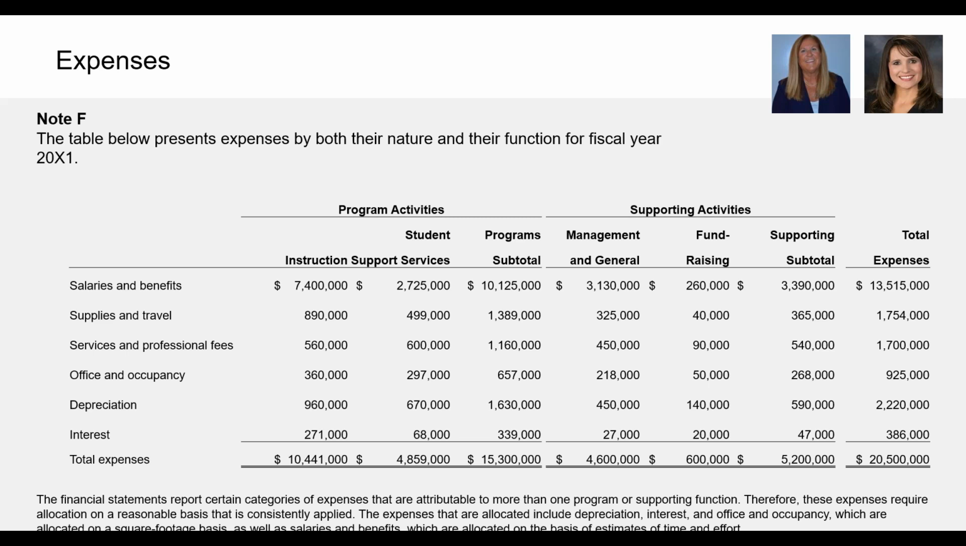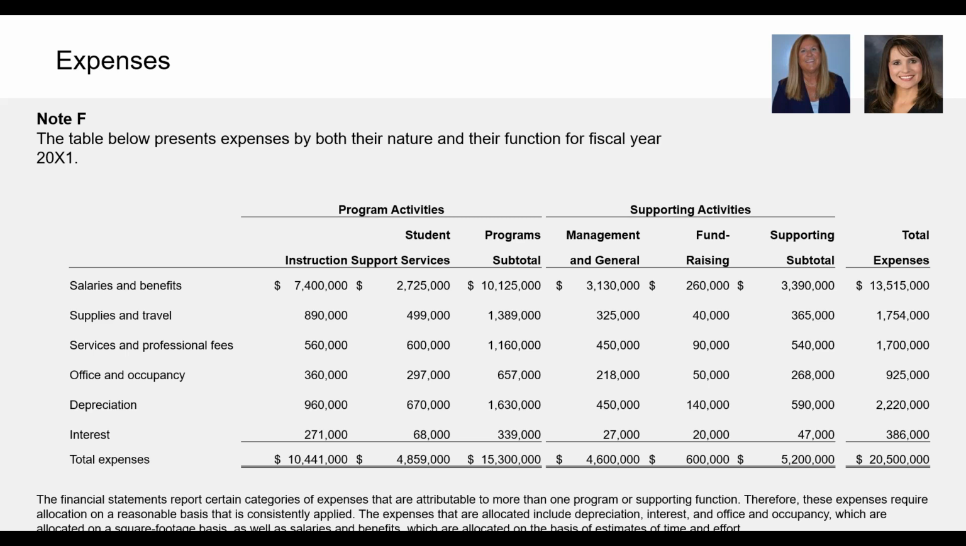A couple things that have changed is now you are required to disclose your allocation method. If you allocate expenses between programs, management and general, and fundraising, then you have to disclose how you are allocating that. Are you allocating your depreciation based on square footage? Are you allocating the president's office based on his time and his effort in those different areas? And as it's a new disclosure, it will also be something your auditors will say, show me the support for how you came up with that allocation method.